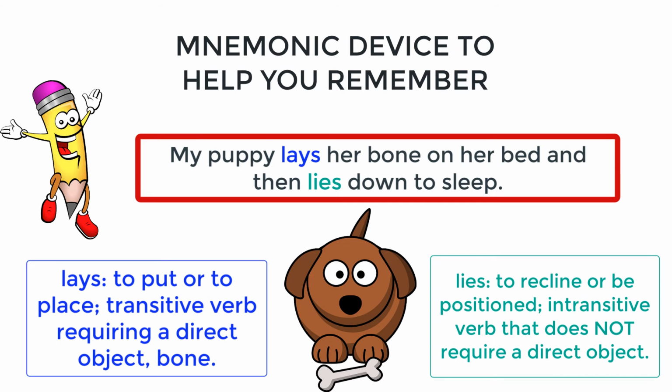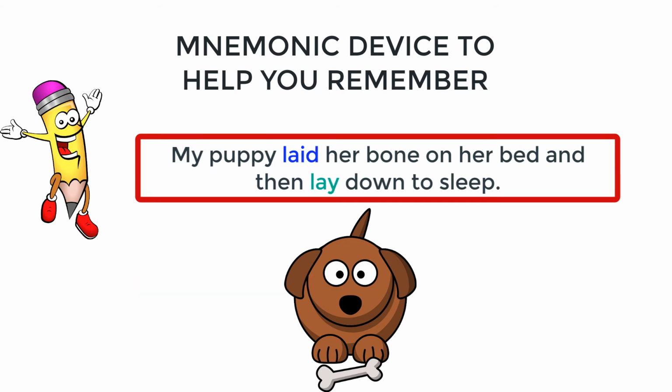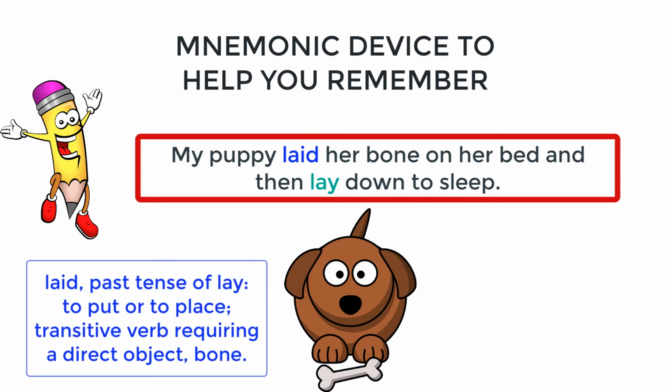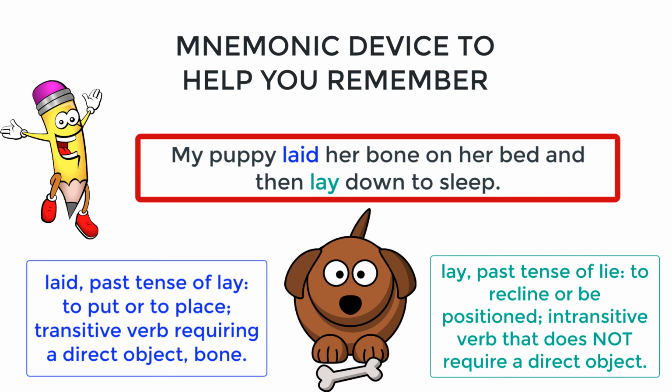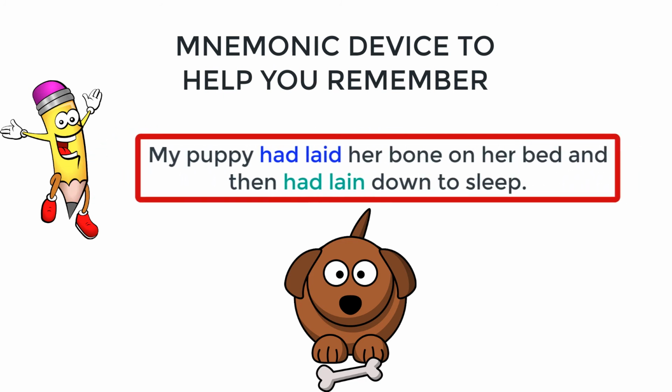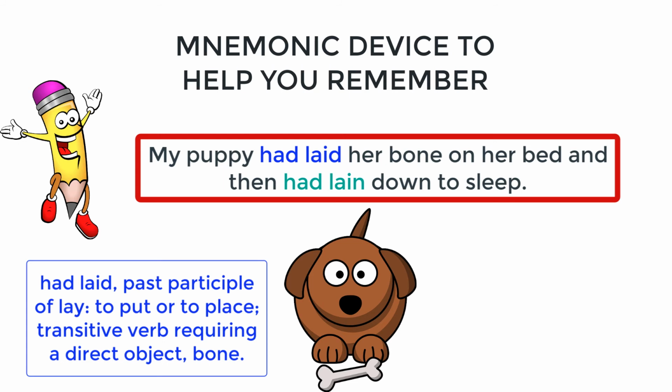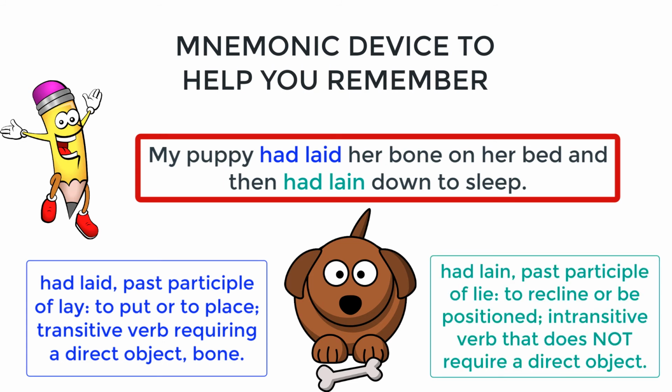Let's change the verb tenses to the past. My puppy laid her bone on her bed and then lay down to sleep. That's in the past. Let's use the past participle. My puppy had laid her bone on her bed and then had lain down to sleep. In this example, you see the past participle of both verbs.